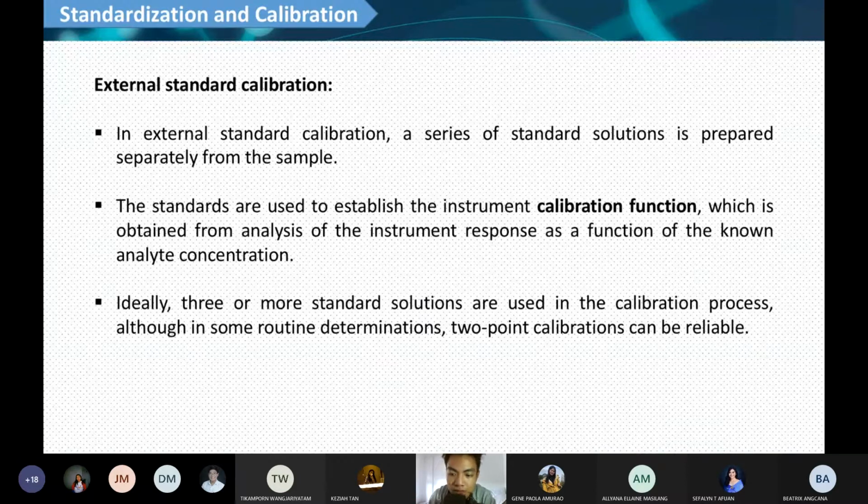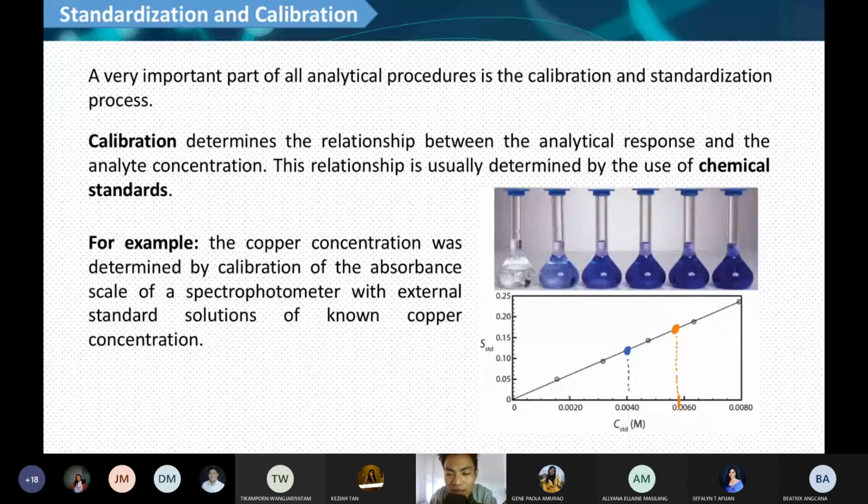And this is widely used in all analytical chem labs because number one, it's easy to do. Madali lang siya gawin. You just set up your samples, you run them with your instrument, and then you analyze your analytes, then you're done. Very easy technique when analyzing the concentration of our samples.